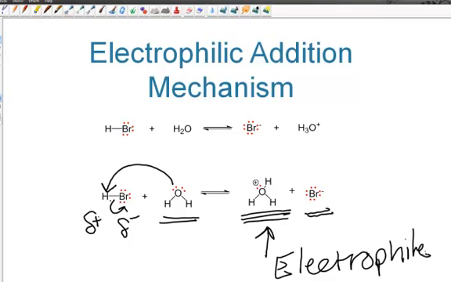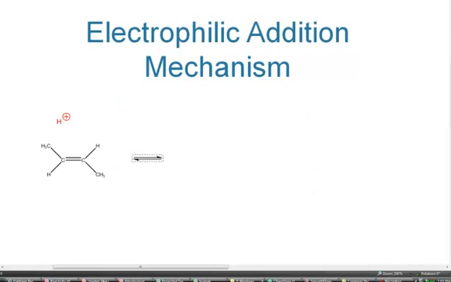Very often I'm just going to abbreviate that as H+, but you should remember that H+ doesn't really exist in water. It actually exists as H3O+, or hydronium ion. What happens between our hydronium ion and our alkene? Remember that H+ really exists as our hydronium ion. I'm just abbreviating this as H+. H+ is an electrophile. It's a Lewis acid.